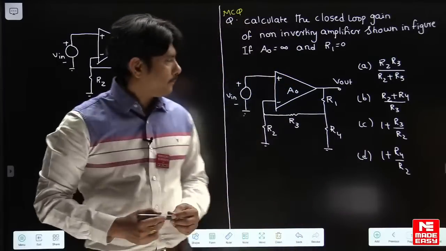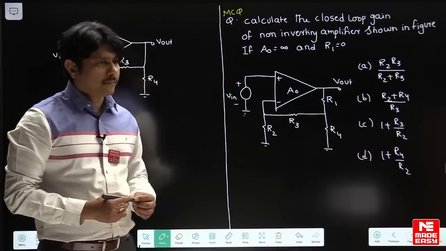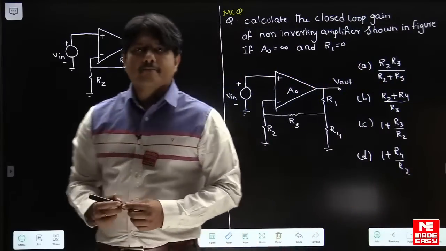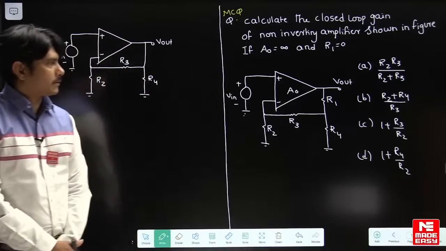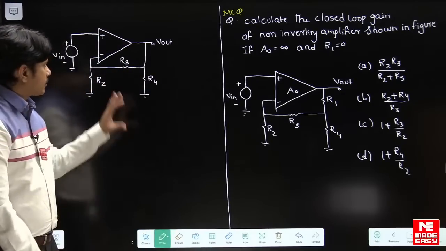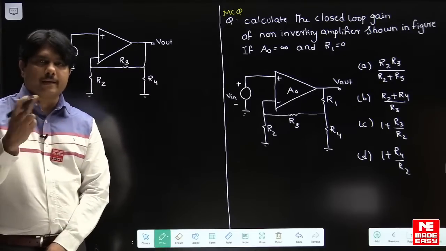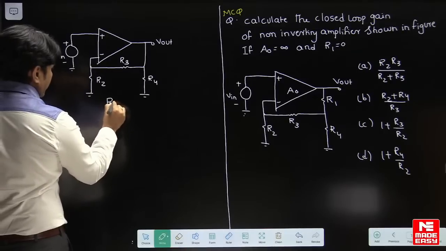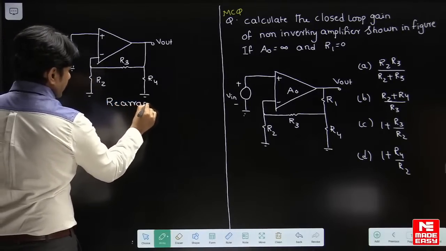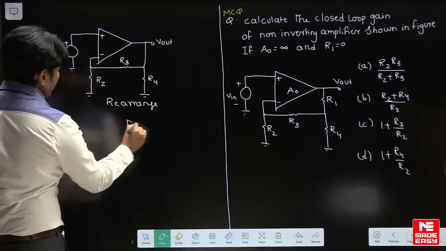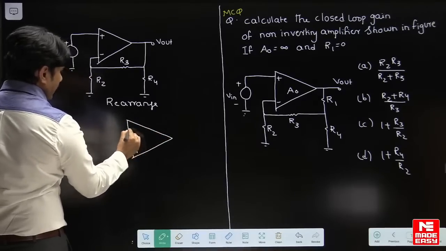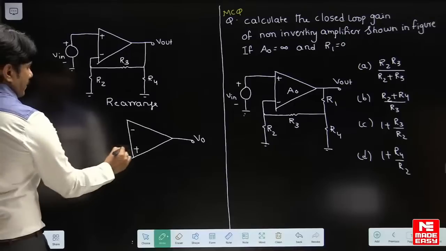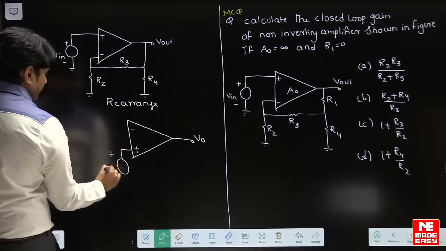Most of the students are giving B as the answer. That is the previous question's answer, I think. Monu is telling C is the answer. Yes, great. If you see this question clearly, plus is at the top side, minus is at the bottom side. If I rearrange the same diagram, it looks like this. Plus we will take at the bottom, minus sign we will take at the top. This will become your output V0. On the plus side we have the input voltage VIN.